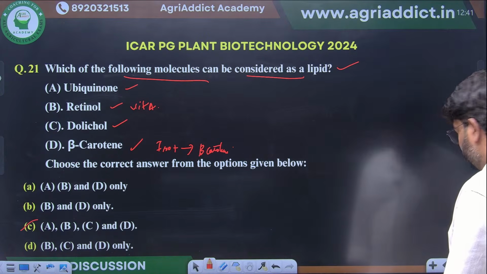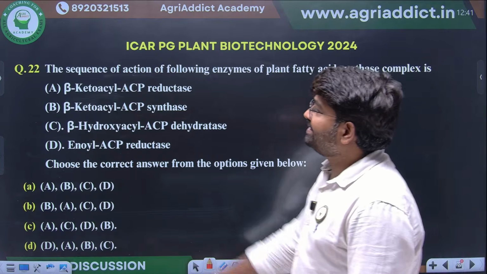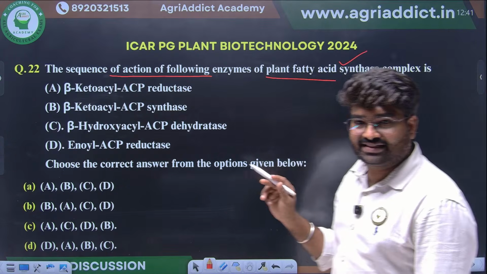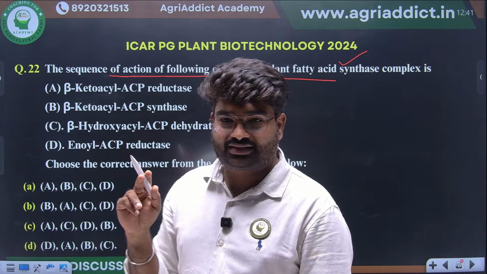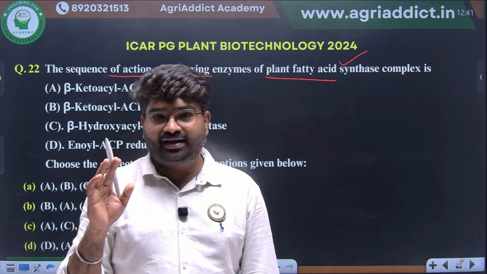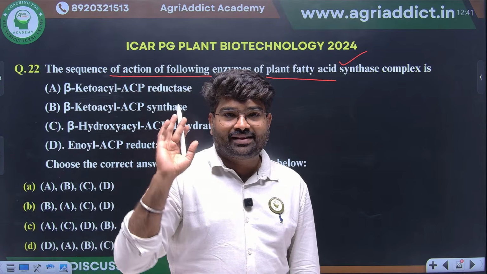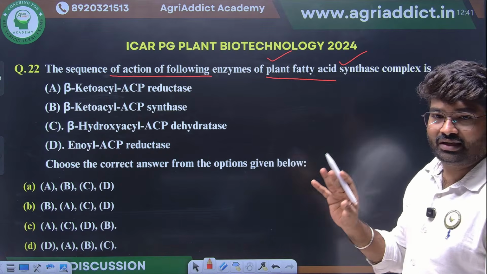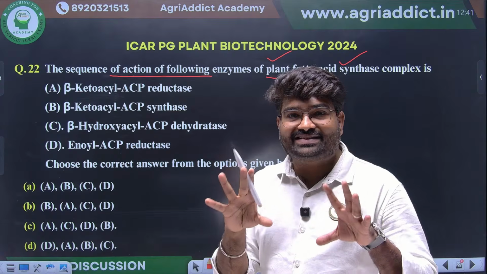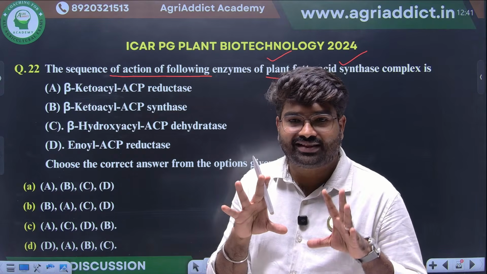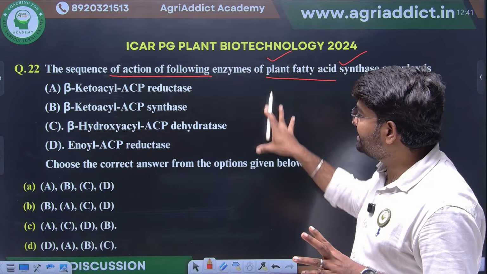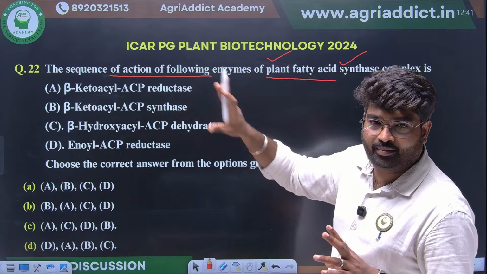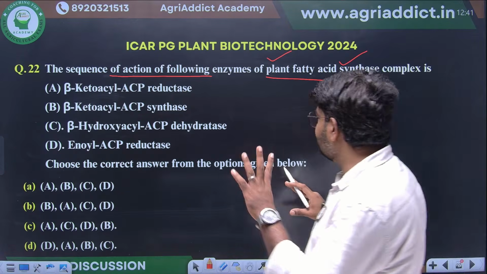Yeah, we are going to the next question. The sequence of action of enzymes for the fatty acid synthase complex. They are asking, yes, many option C is correct. Now we are going to see the next question. The sequence of enzymes that are involved in the fatty acid synthase complex. If fatty acid synthesis is happening, what is the sequence of these enzymes? We have already discussed this.